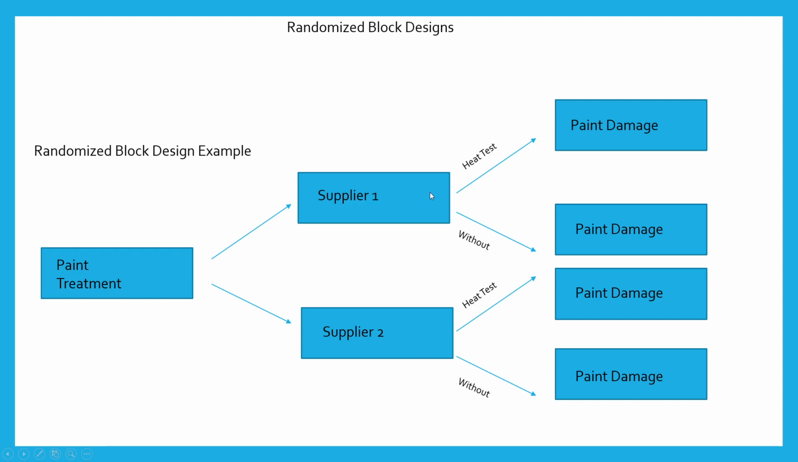When we test the actual cars and put them into a sort of heat test, we will need to know before we test it which supplier the paint came from. So then we will randomly assign those cars in each block to the heat test or without and assess the paint damage according to the heat test or the control and then which supplier it came from to try to dig into our own problem.